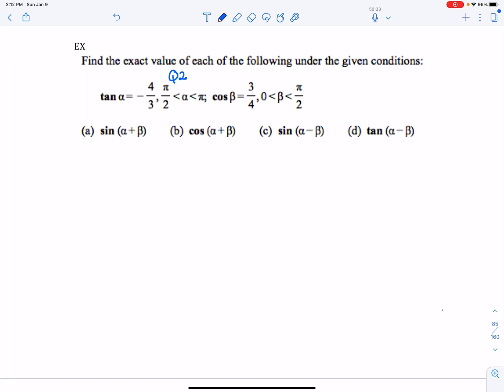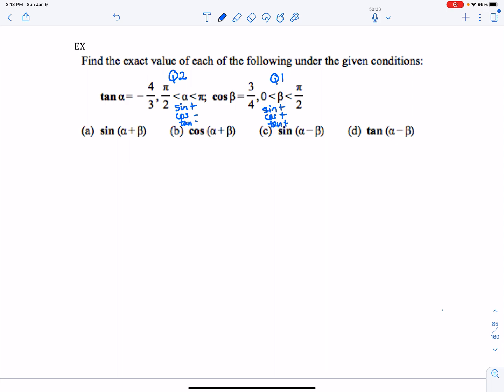So just to let you know, in quadrant 2, sine is going to be positive, cosine and tangent are going to be negative. And then it further goes on to say that cosine beta is equal to 3/4, and beta is a value between 0 and pi over 2, so that's quadrant 1. So everybody is positive in quadrant 1. Okay, so let's go ahead and look at part A.